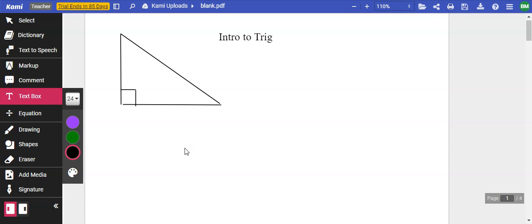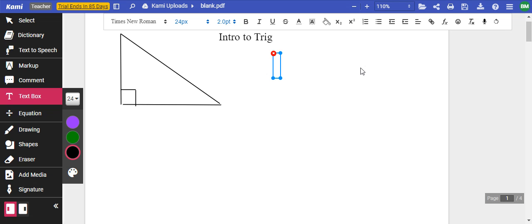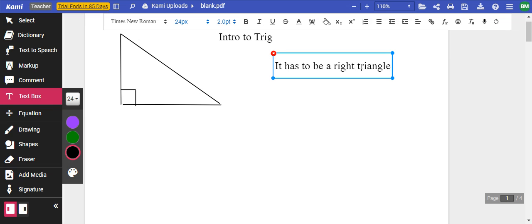Okay, we're going to look at trig. So I'm going to put a couple things around this trig stuff. First, I want you to know that it has to be a right triangle. So that's what that little square means in the corner, that's 90 degrees.